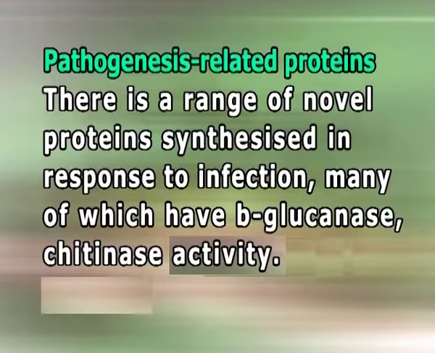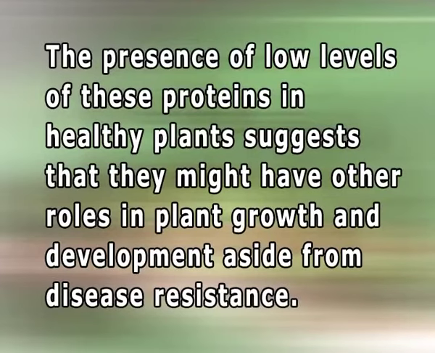There is a range of novel proteins synthesized in response to infection, many of which have beta-glucanase and chitinase activity. Some pathogenesis related proteins disrupt pathogen nutrition. The presence of low levels of these proteins in healthy plants suggests that they might have other roles in plant growth and development, aside from disease resistance. Chitinase and glucanase accumulate in the vacuoles, and glucanase is also sometimes secreted into the intercellular space.